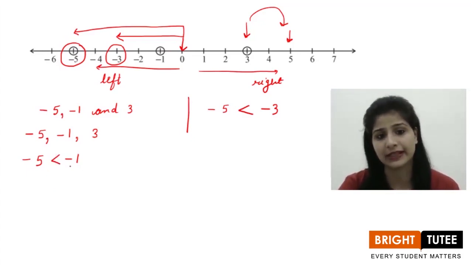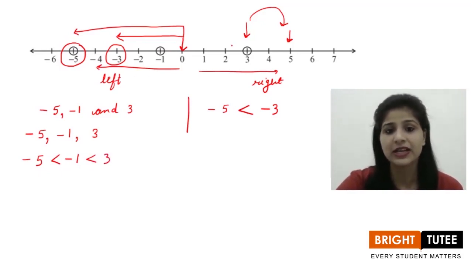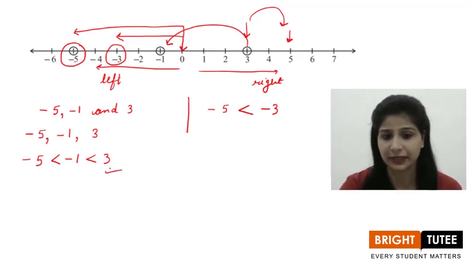I'll put a symbol like this. Then -1 is smaller than 3 because -1 is on the left of 3. Correct? So this is the ascending order we have written.